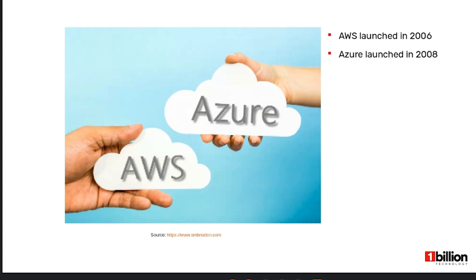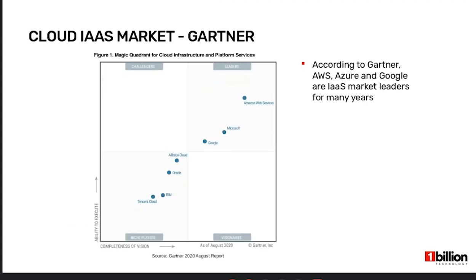As you know, AWS came first and Azure came second. According to Gartner, the number one research company in the world, AWS, Azure and Google are the leaders. Google was behind some time ago, but now they are part of the leader quadrant, which you can see at the top right. You can see all three vendors. This is the latest quadrant from August 2020. This year's one was not released yet. So you can see the leaders are there.